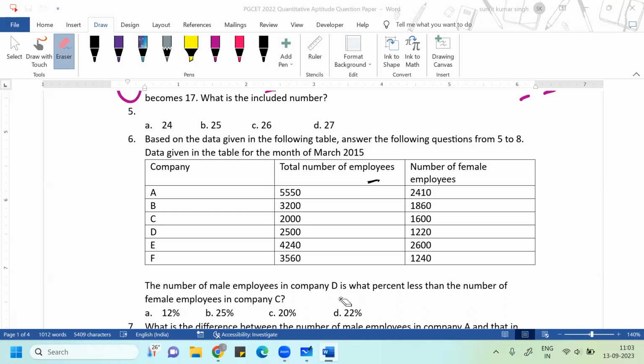Anyone got the answer of question number 6? Sujan got the answer 20%. Very good, Sujan. What about others? Very easy question, guys. The number of male employee in company D. What is the number of male employee in company D?